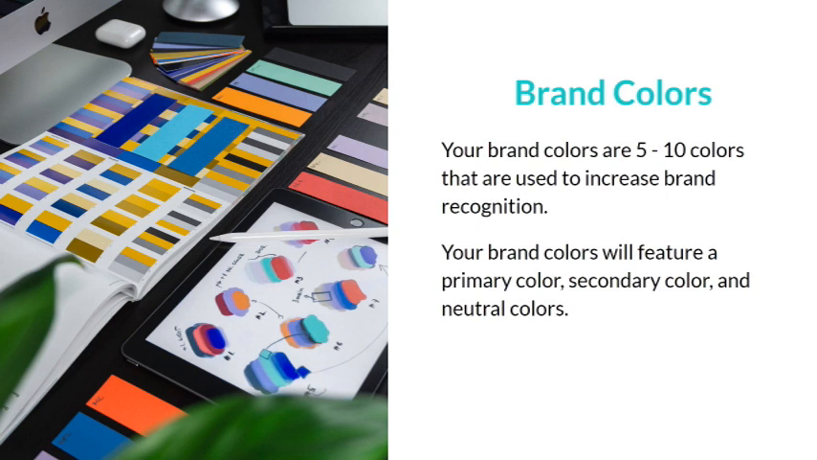So, brand colors. Your brand colors should consist of between 5 to 10 colors that are going to be used to increase brand recognition. Your brand colors are going to feature a primary, a secondary, and neutral color. So you're going to want your primary color, and then a secondary color, and then neutral colors that go really well with the first two, your primary and secondary, to create an entire look.